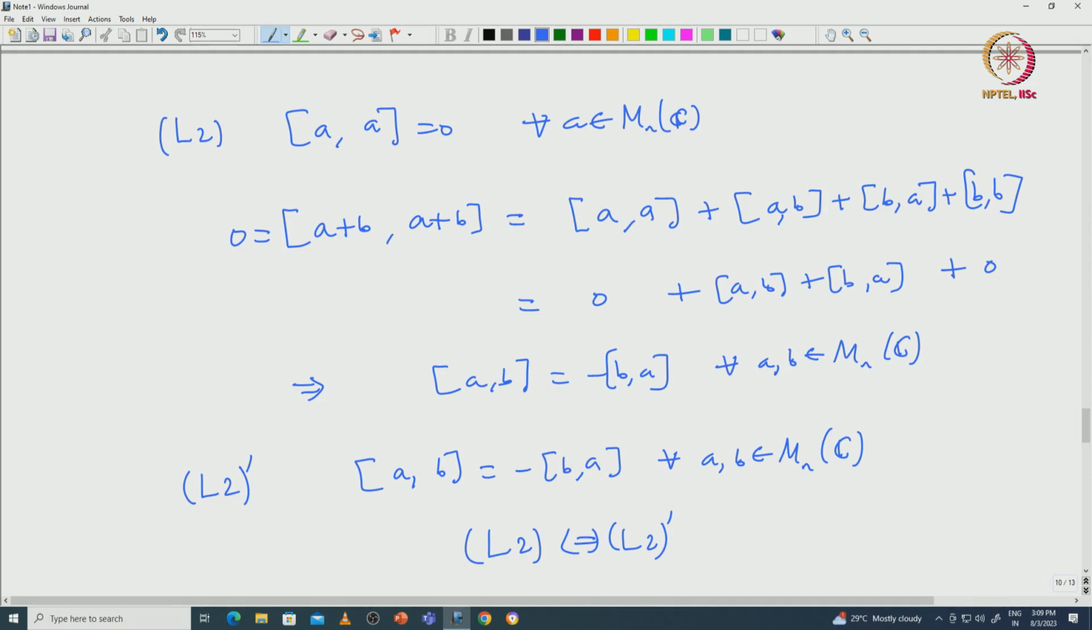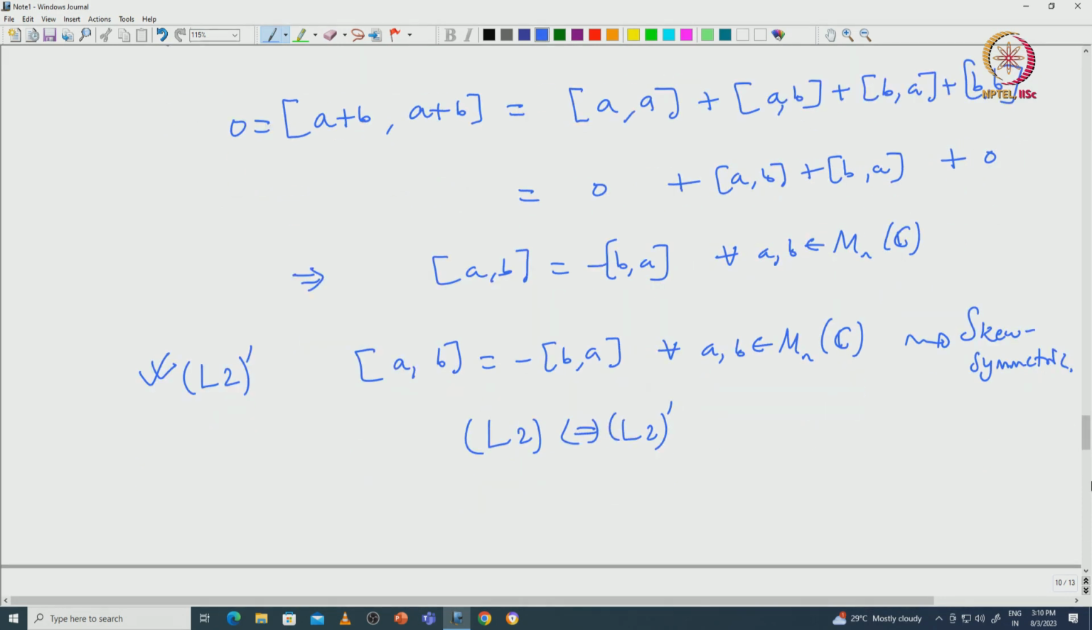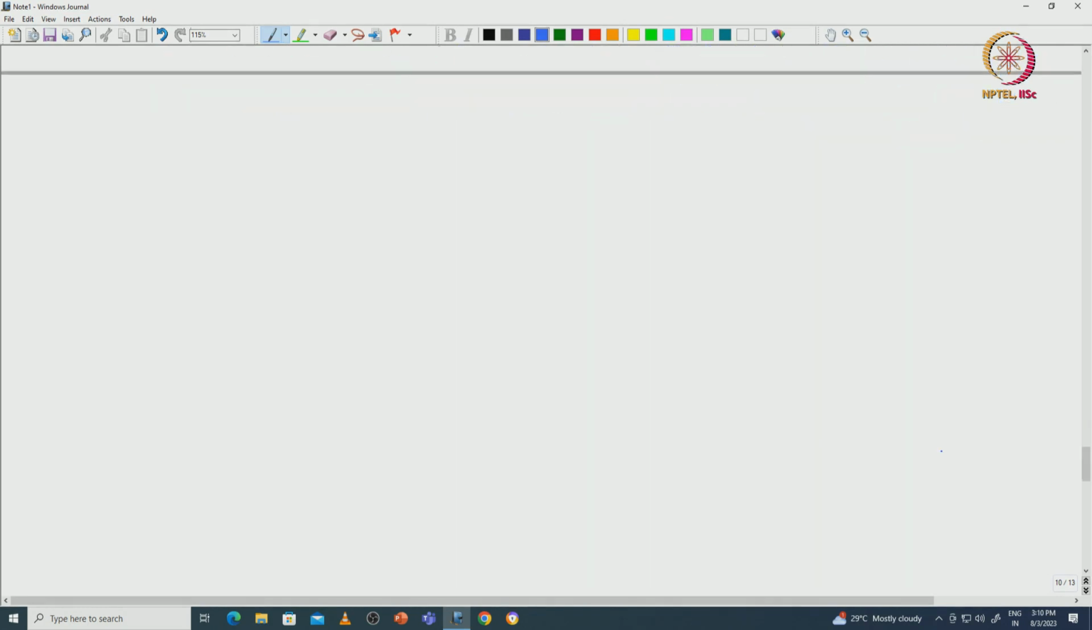Because of this condition L2 dash, we call this condition Q symmetric. When you take the product and then reverse the product, you get minus out. So this condition is called Q symmetric in mathematics. Now we are ready to define our objects of interest by generalizing this example. So, we define these Lie algebras as follows.